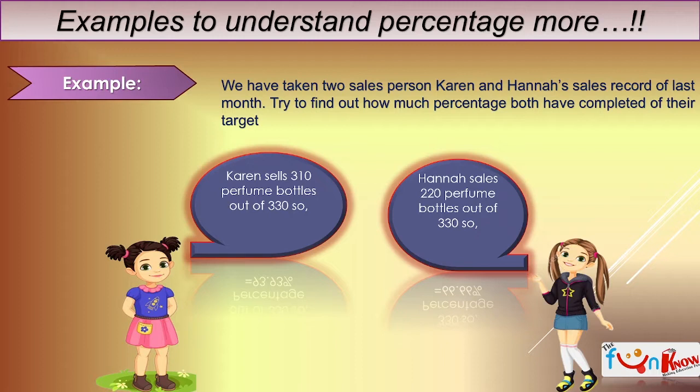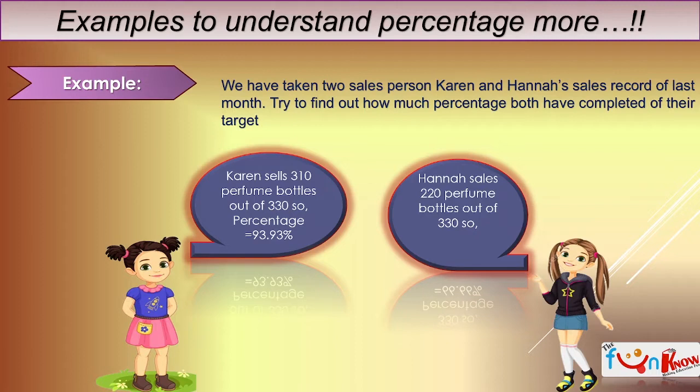Students, to calculate the percentage, it is very easy. What you are going to do is take the actual value, what they have sold. Like Karen has sold 310 bottles out of 330. So, what you are going to do here is 310 divided by 330 multiplied by 100. So the answer you will get is 93.93%. So Karen has sold 93.93% of the total sale in the last month.